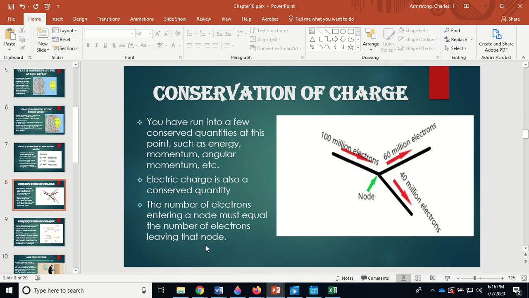Okay, conservation of charge. Charge can neither be created nor destroyed. The total amount of charge in the universe is a conserved quantity. So if you're going to have a negative charge disappear, you've got to have a positive charge disappear at the same time. So you have run into the law of conserved quantities at this point. You've learned about conservation of energy, momentum, angular momentum, and so on. Electric charge is also a conserved quantity. The number of electrons entering the node, this is something we'll run into later. Electrons come in, electrons go out. You've got 100 million electrons going in. These two better total 100 million electrons, okay? The amount of charge going in has to equal the amount of charge going out.